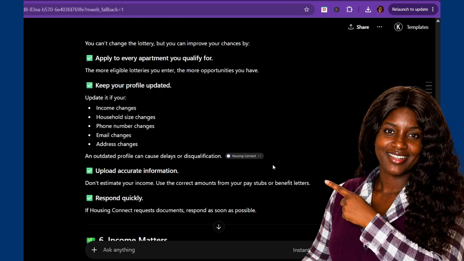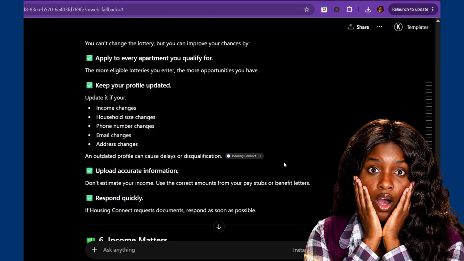Because they could come and try to tell you that you can no longer stay in that development, okay, or that unit, okay? So just don't do things that are going to hurt yourself, all right? So it says upload accurate information. So do not lie. Don't give them bogus stuff, because they're going to find out. What they're going to do is they're going to investigate. Why do you think they want all this information? So don't estimate your income. Use the correct amount from your pay stubs or benefit letters.